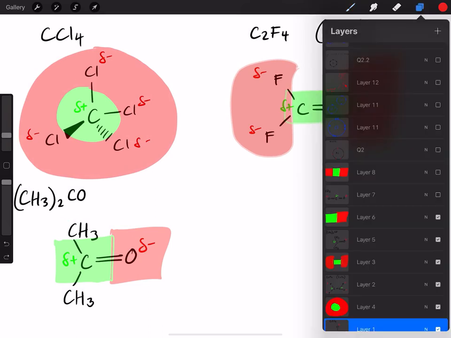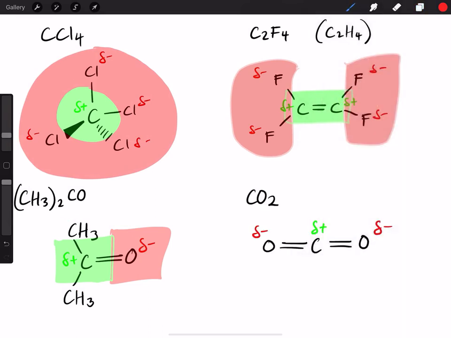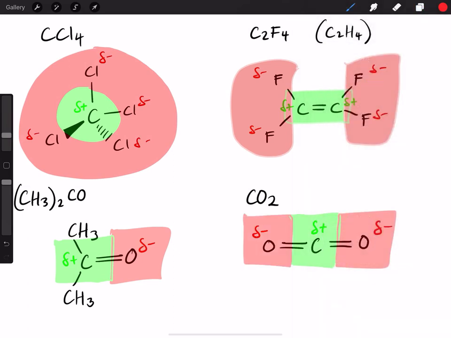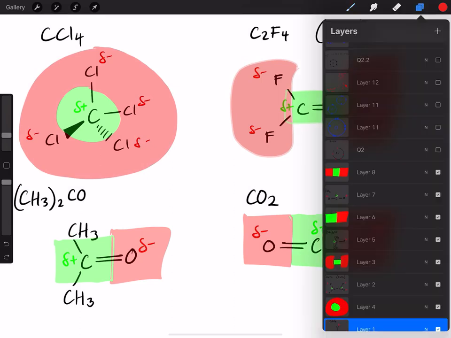And finally, to make sure, carbon dioxide. Yes, it does have polar bonds. However, is it a polar molecule? No. Why? Because you can see that there's negative, positive, and negative again. Okay, so the answer is going to be the third one, propanone. Moving on to the next question.